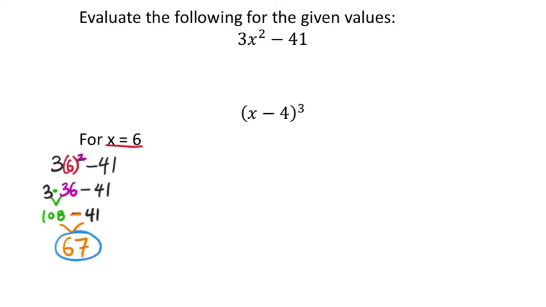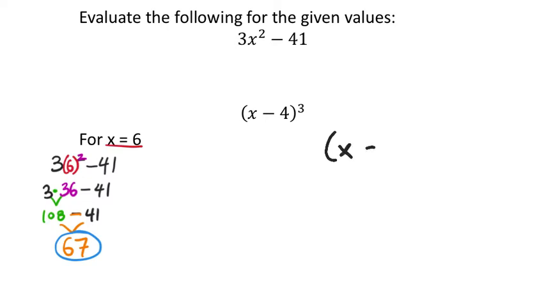Now I did that operation by operation, but we can put this in the calculator. 3 times, I'll put parentheses 6, close parentheses, to the power of 2. Minus 41, enter, boom, 67. So we did do that correct. And yeah, you could have just typed that into the calculator from the beginning. But there's that second expression, so let's go and do that one.